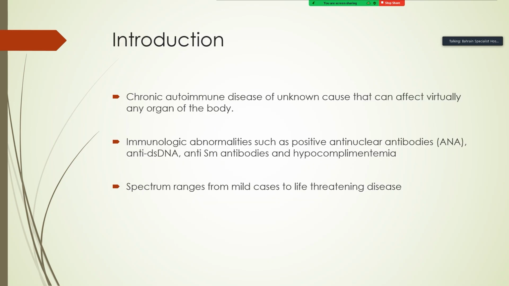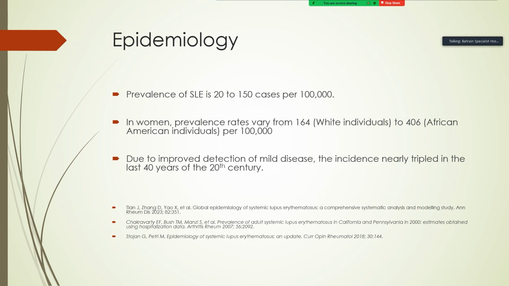So, SLE is basically a chronic autoimmune disease which affects eventually almost any organ of the body, and there are immunological abnormalities and multiple antibodies which are positive, and it can range from mild disease to severe life-threatening disease. So, SLE prevalence is usually 20 to 150 cases per 100,000, and it's most common in African American individuals.